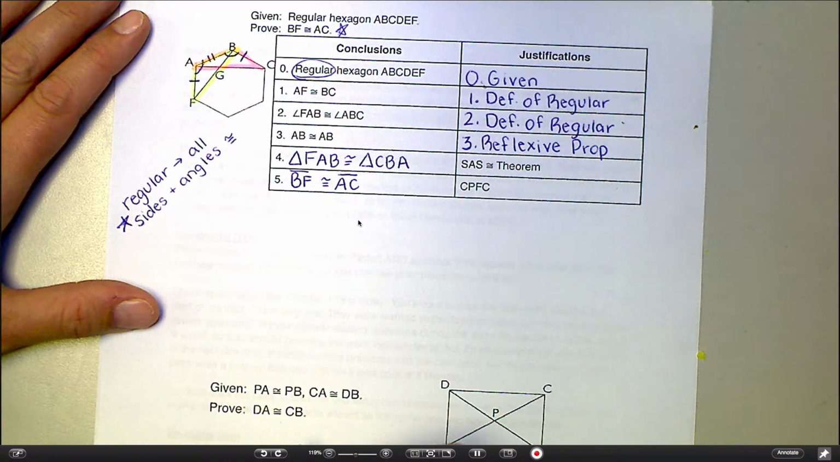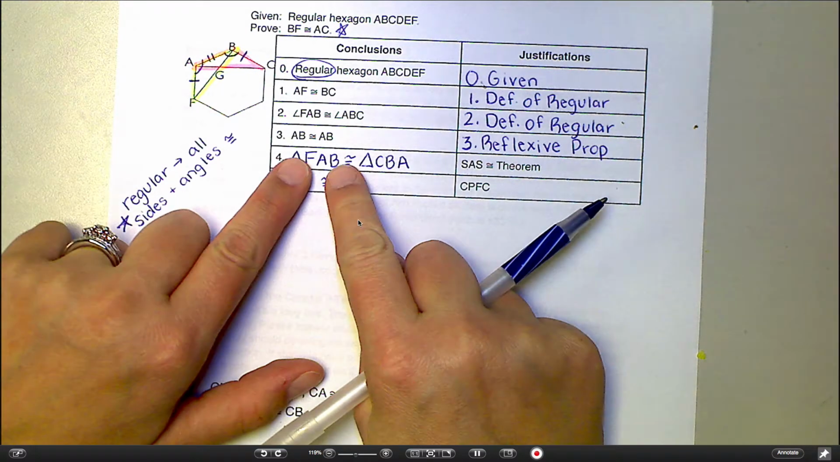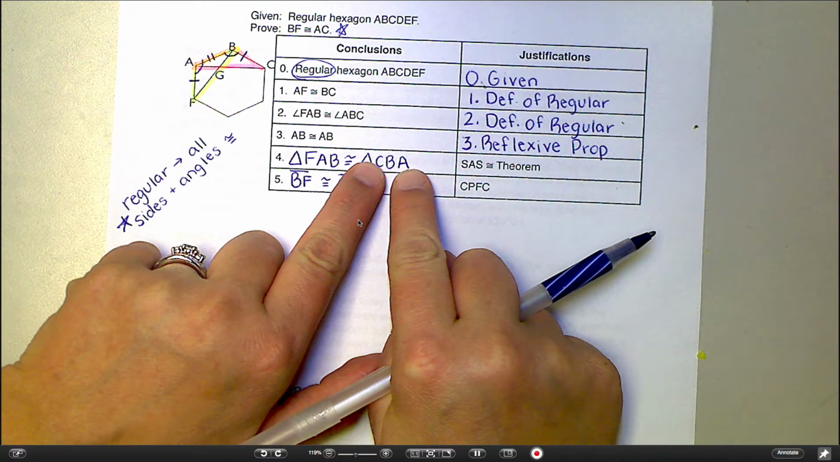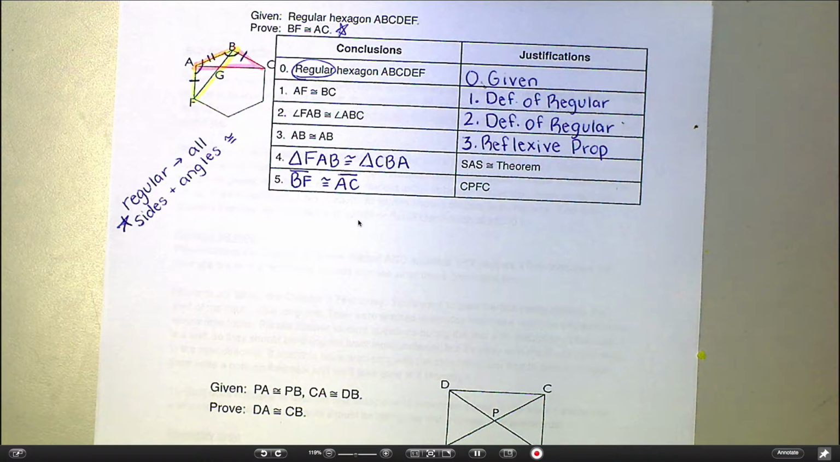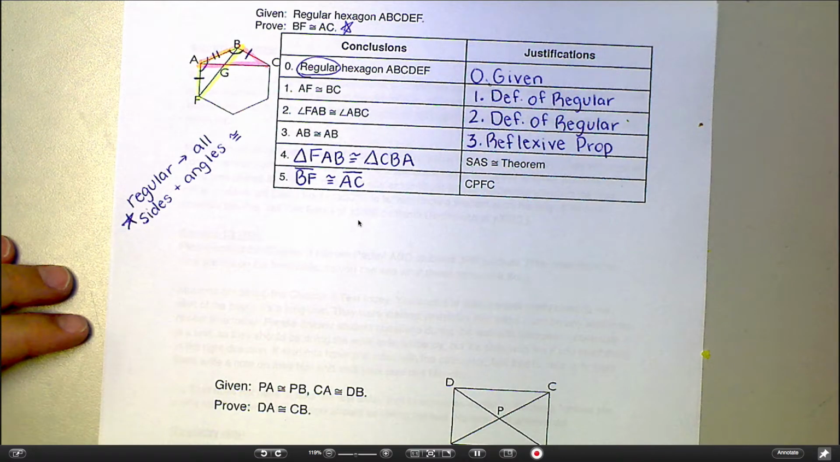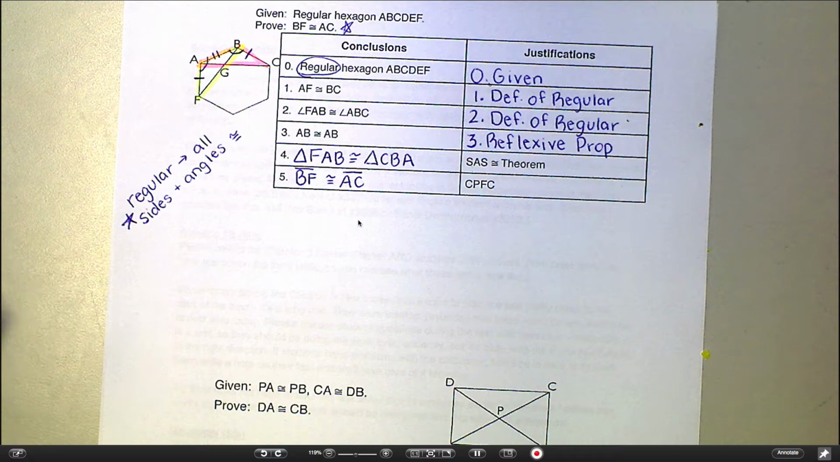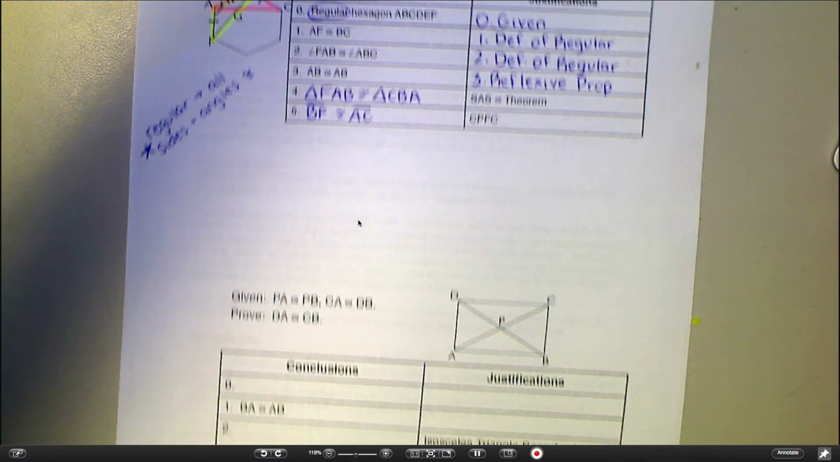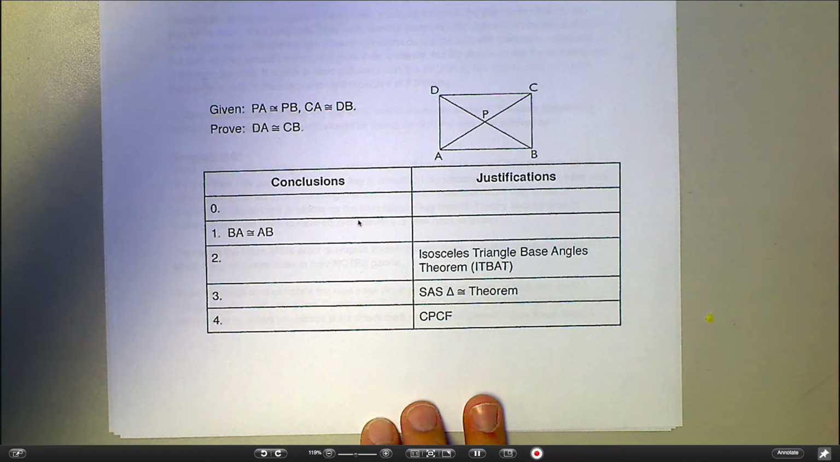And if you look at how we named our triangles, do you see that BF and AC are in corresponding positions? So now I know that those pieces are congruent by CPCTC. Okay, that's how CPCTC works. Okay, let's look down at this one. So this is your next example.